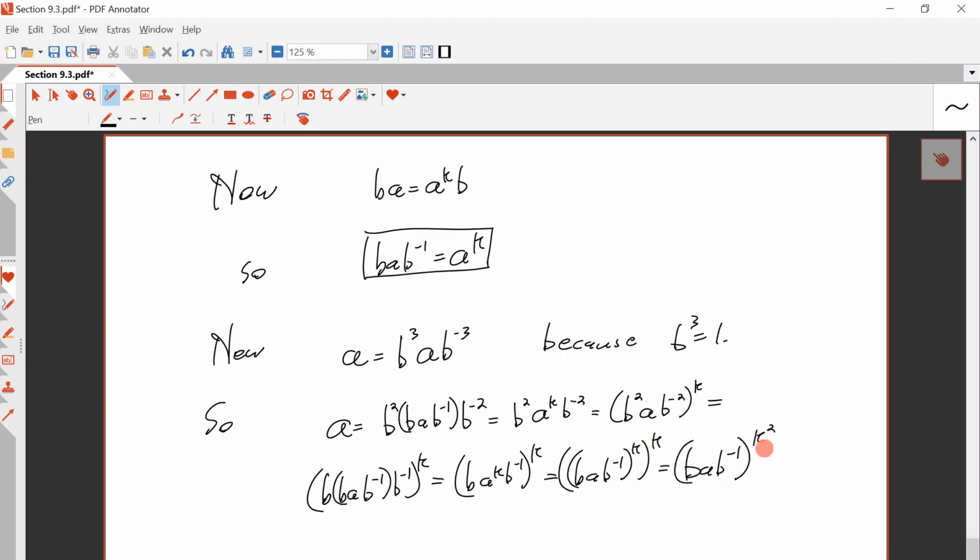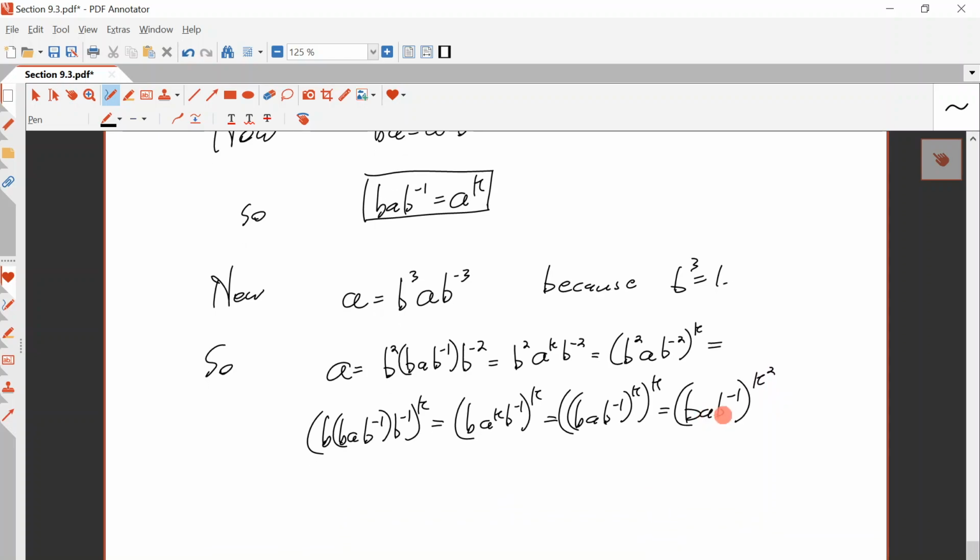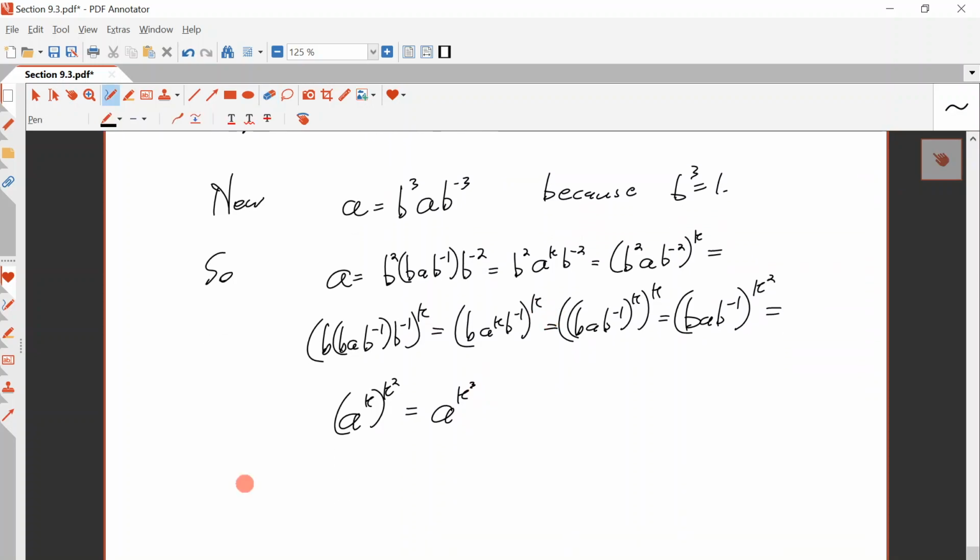Right, when you have these nested exponents, you multiply them. But that's a to the k again. So that's a to the k to the third. So we conjugated by b 3 times. So a equals a to the k to the third. Since the order of a is 7, k to the third is congruent to 1 mod 7.